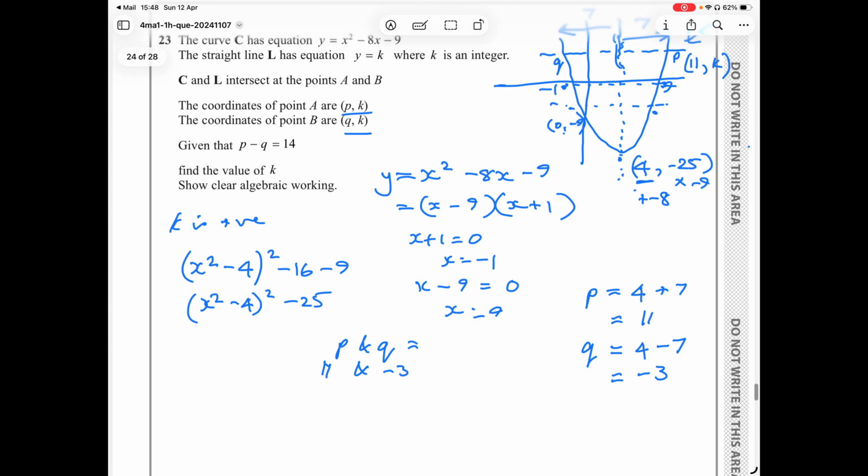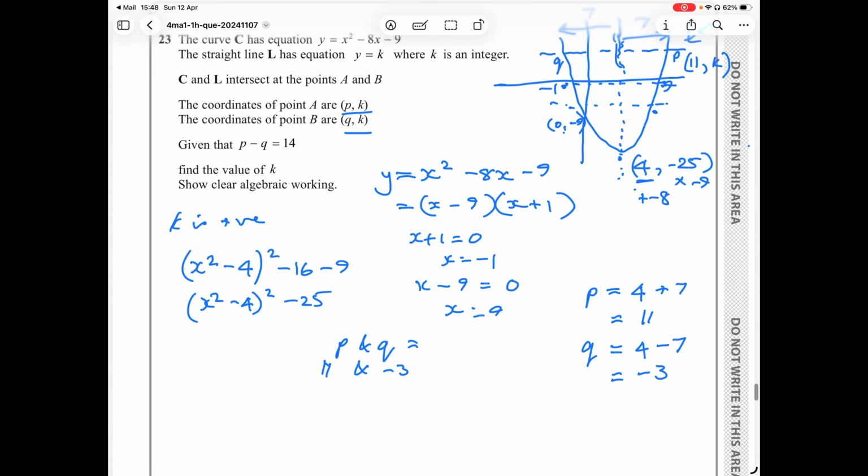But we don't know what k is, and the only way we can do that is by putting these in. So I'm going to take the easiest number, which is 11. So 11 squared minus 8 times 11 minus 9 will equal whatever k is. And we can check it with minus 3 as well. So it's 121 minus 88 minus 9 equals 24.